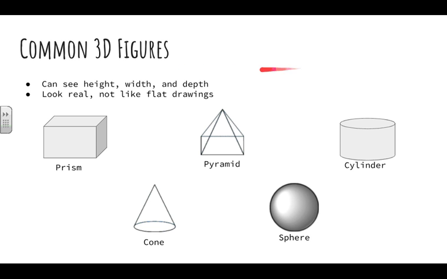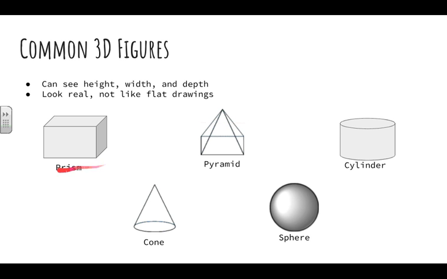What makes them 3D? We can see height, width, and depth. Those are the three dimensions that the human eye can see. These three dimensions are what we humans would see in nature. Everything that we can view with our eye has three dimensions. So when we're studying this in geometry, we try to draw figures with three dimensions. They look real. They are not flat two-dimensional drawings.